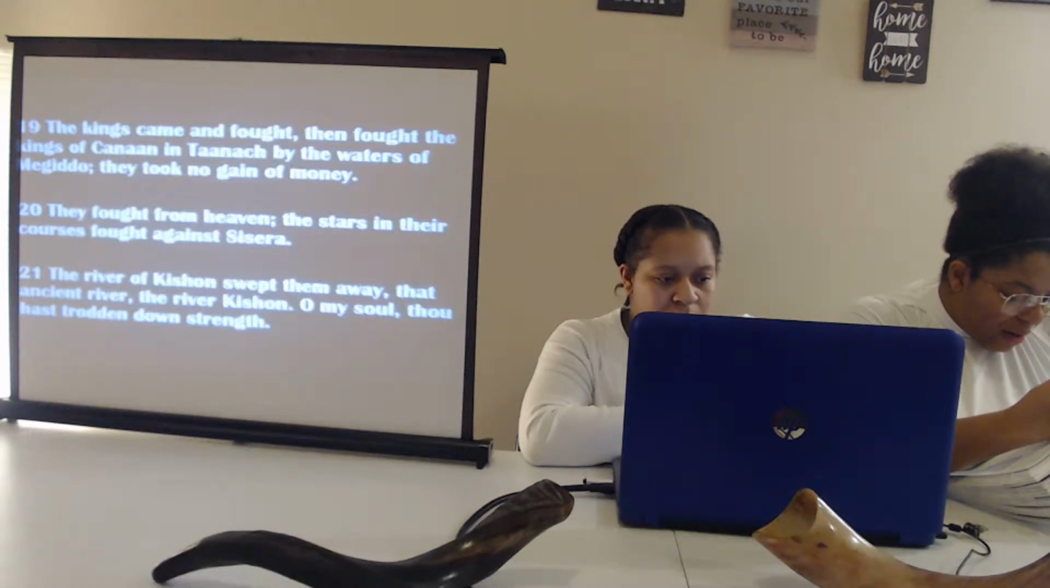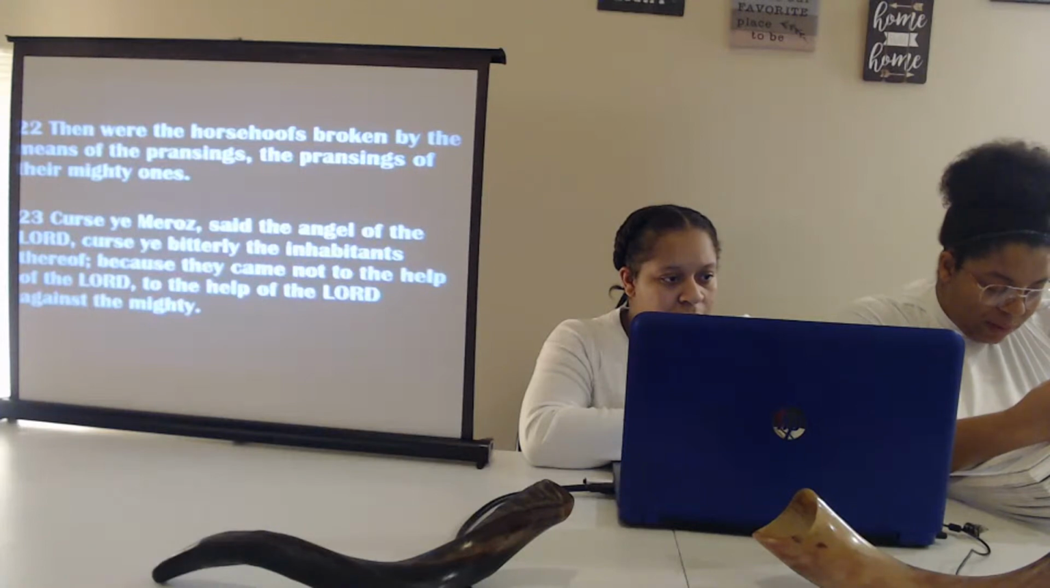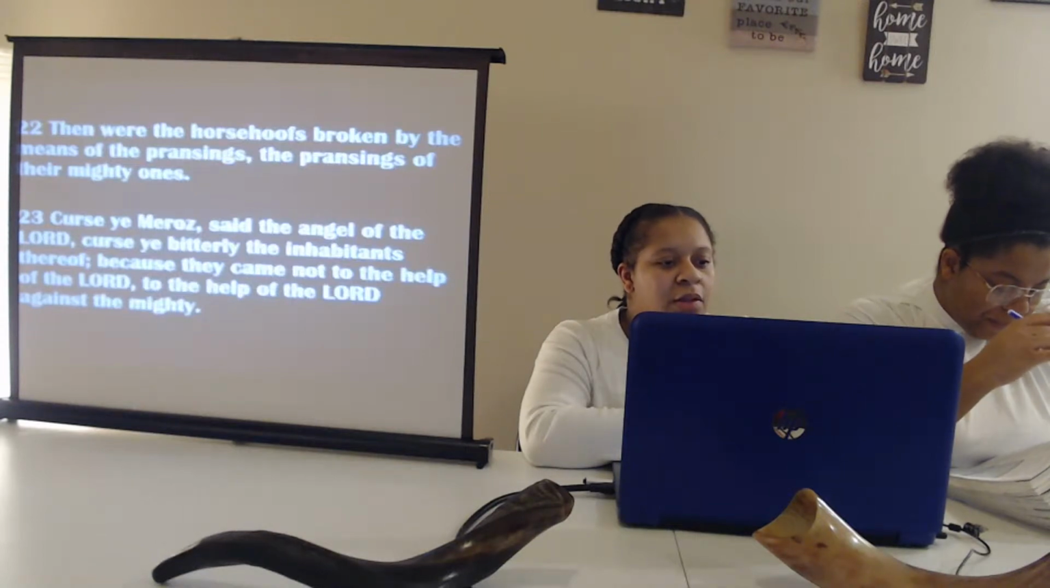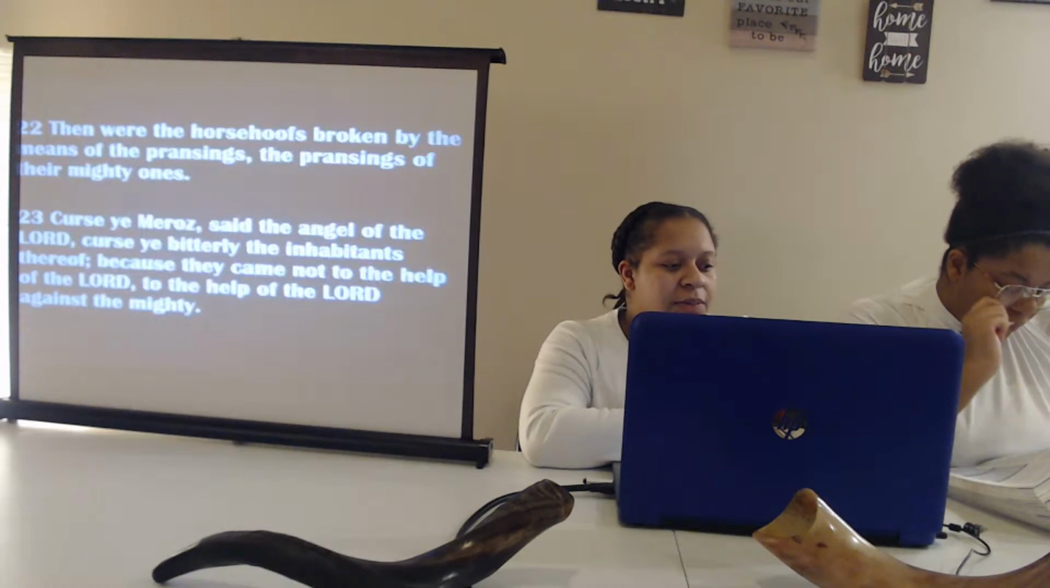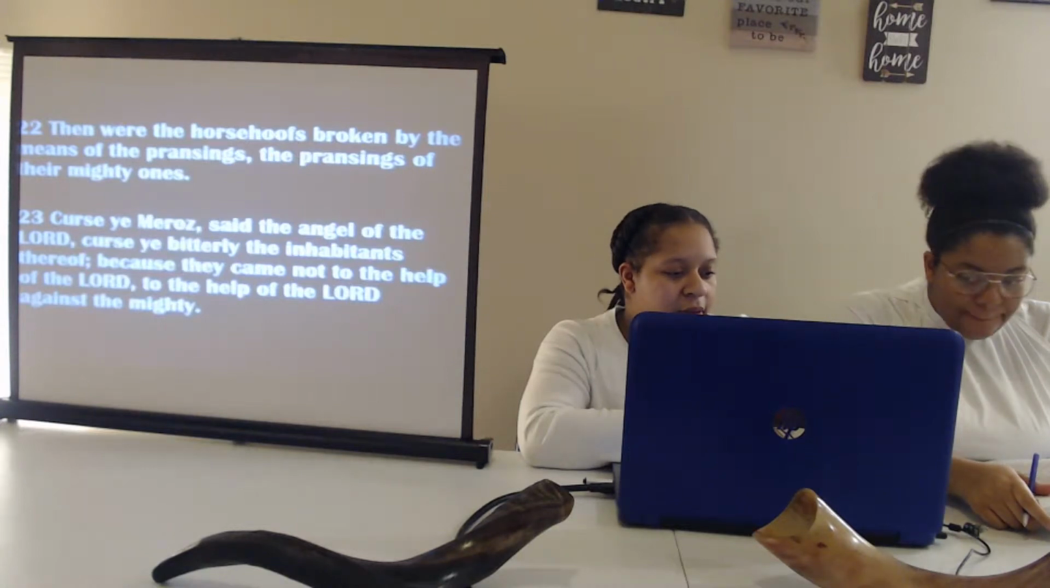O my soul, thou hast trodden down strength. Then were the horse hooves broken by the means of the prancings of their mighty ones. Curse ye Meroz, said the angel of the Lord. Curse ye bitterly the inhabitants thereof, because they came not to the help of the Lord, to the help of the Lord against the mighty. Okay. So here, Meroz becomes cursed because, like the scripture says, they didn't come to help the Lord. So an angel of the Lord sends a curse on that city.